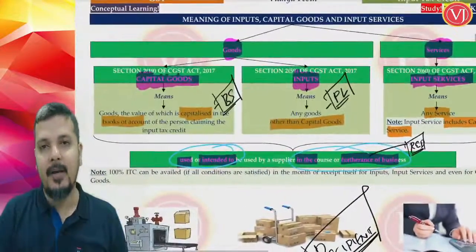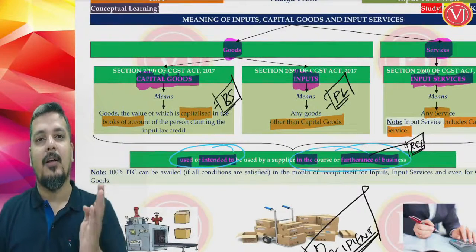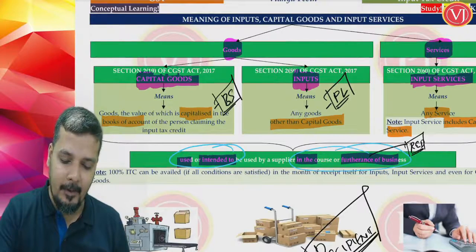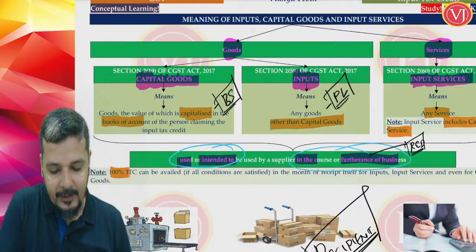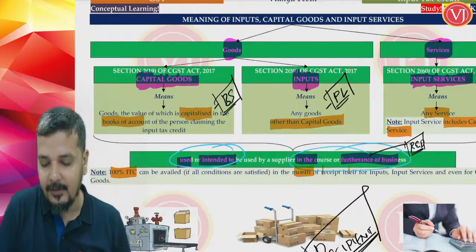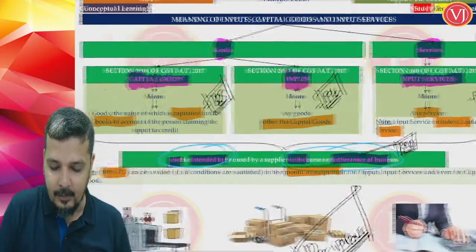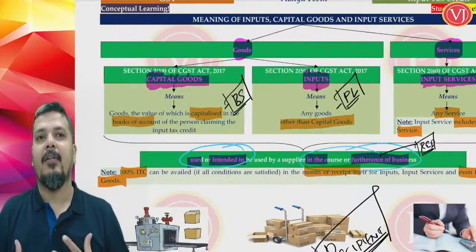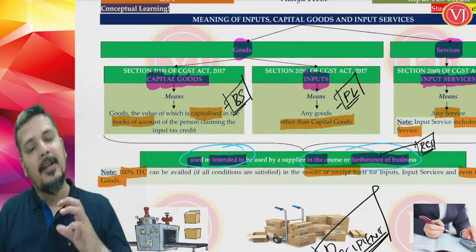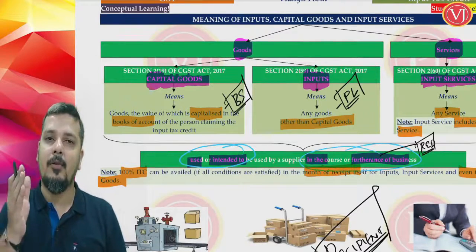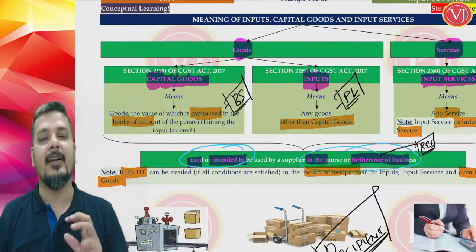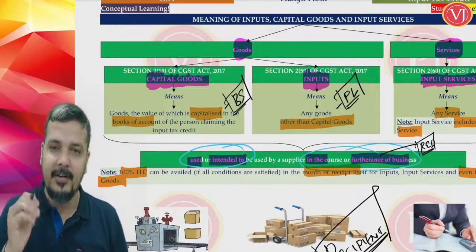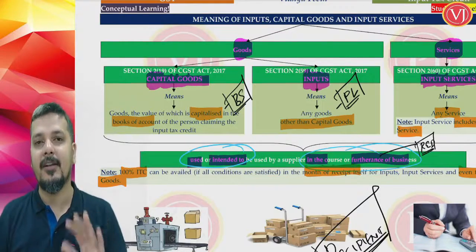And the moment you're talking about whether your inputs or capital goods or input services, please understand one very important fact. You can take 100% of ITC in the month of receipt itself, even if it is capital goods. So normally you have a feeling that for capital goods the ITC will be huge. Even if the ITC is huge, the moment you purchase that capital goods, you can take the credit in the same month itself. So whether it is inputs or input services or capital goods, the moment you purchase those items, you can take the 100% credit in the same month.